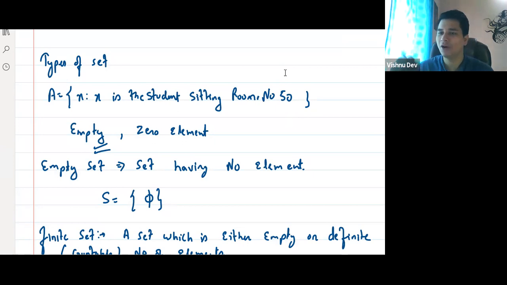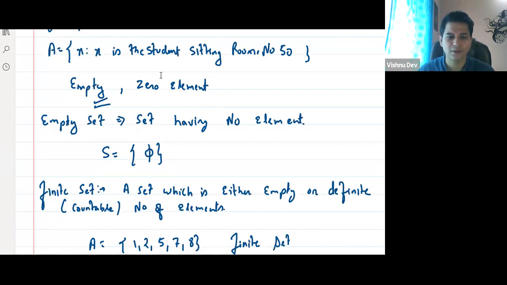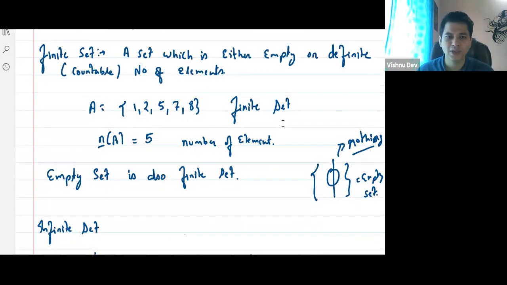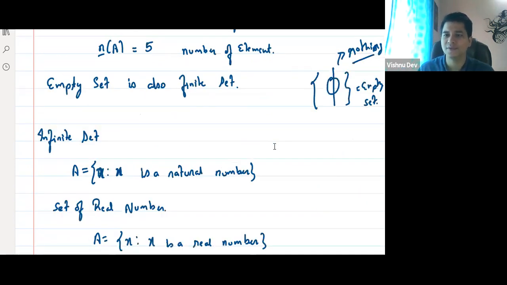We have already studied square brackets and small brackets in class 9, if you remember. Now, the empty set is represented by phi. Note the difference between empty set and null set. Null set means the element is 0, but empty set means there is no element. Then we talked about finite set and infinite set. A finite set is a set in which the number of elements can be counted, and an infinite set is a set in which the number of elements cannot be counted.